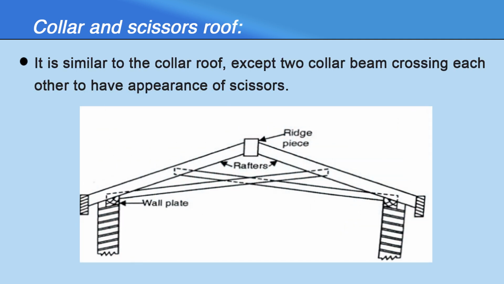Next, collar and scissor roof. It is similar to the collar roof except the collar beams cross each other to have an appearance like a scissor. The photograph clearly shows the collar beams in a scissor shape.